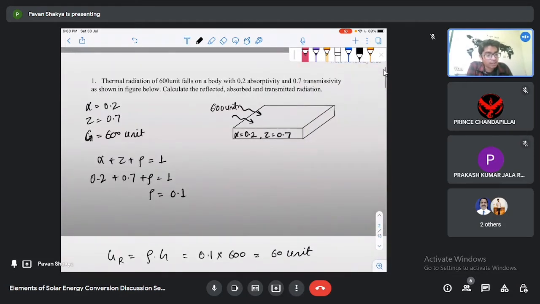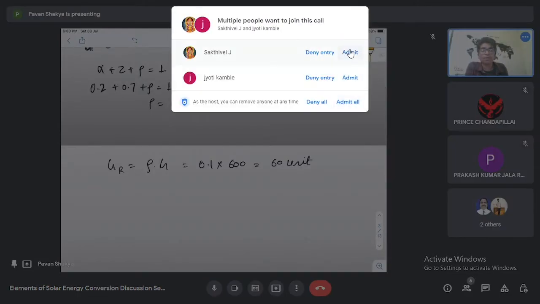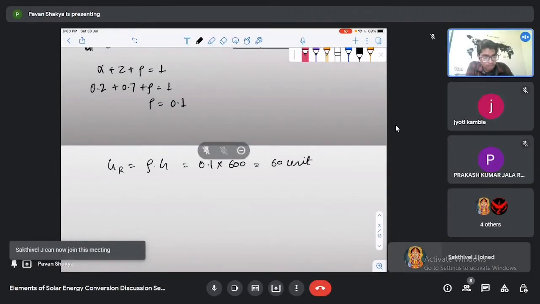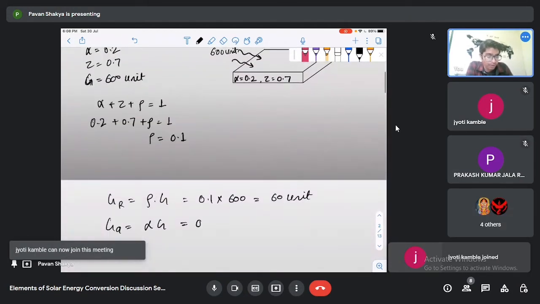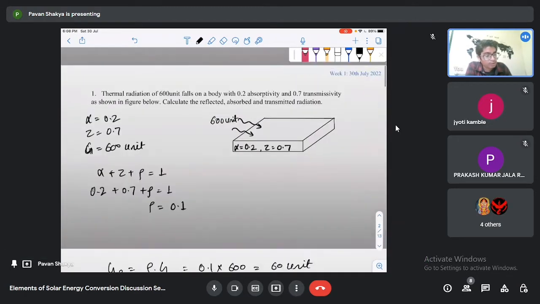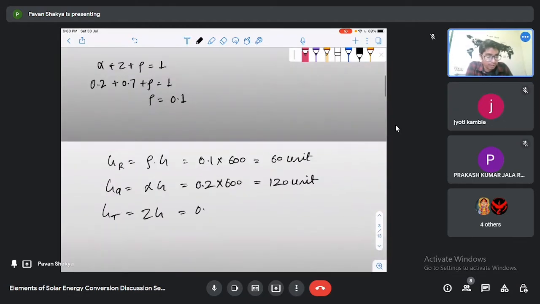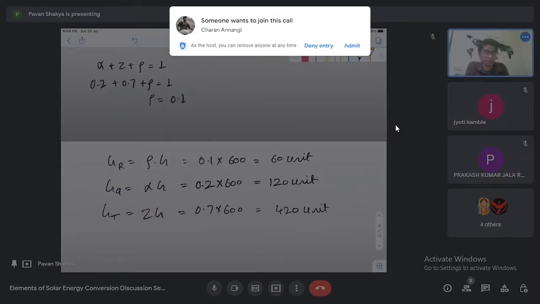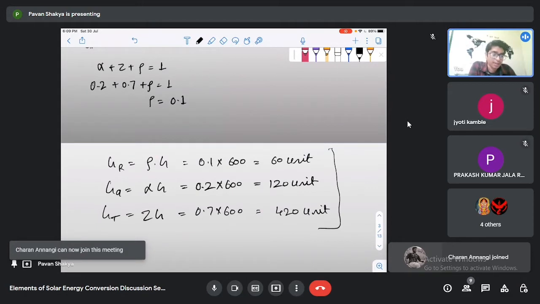Second, the question asks about the absorbed radiation. The absorbed radiation will be alpha times G, that is 0.2 into 600, which is 120 units. Third, the transmitted radiation is tau into G, that is 0.7 into 600, which is 420 units. Thus the answer is 60, 120 and 420 units.